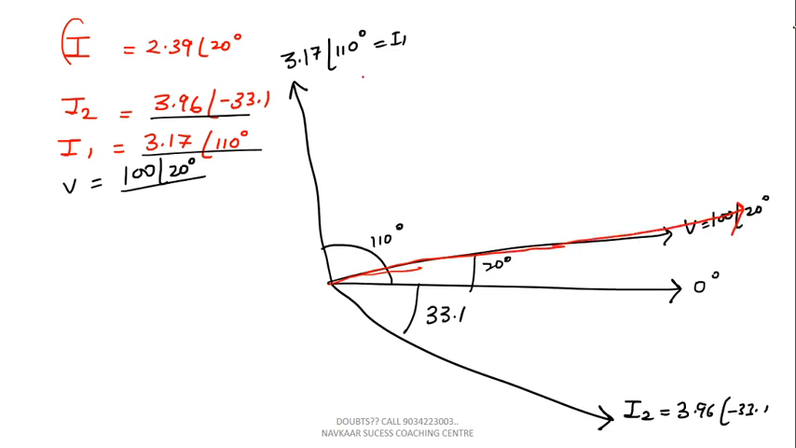Just extend this. Okay, we need to draw it. So this is the current I. Across this current I we are having two components, one is I1 and another one is I2. I value is how much? 2.39 angle 20 degree. For this phasor diagram you should know the basics actually. If you know the basics, then you can draw it easily.